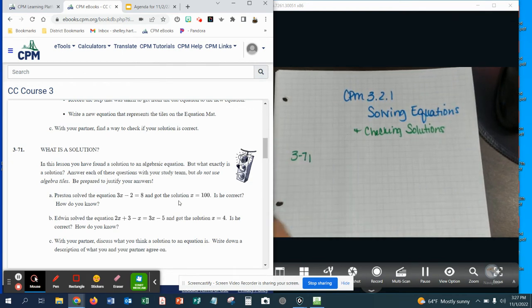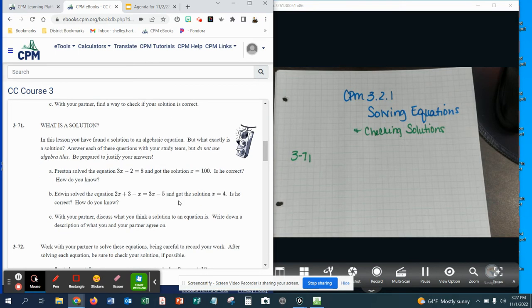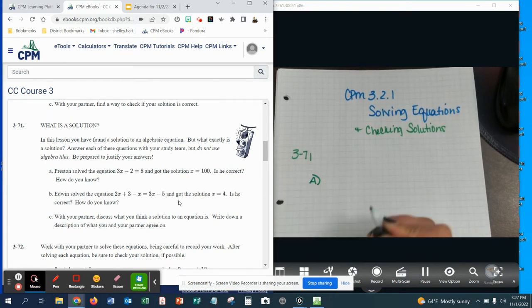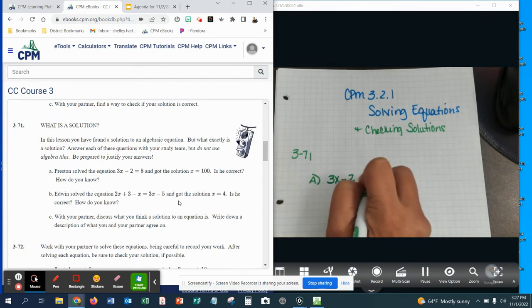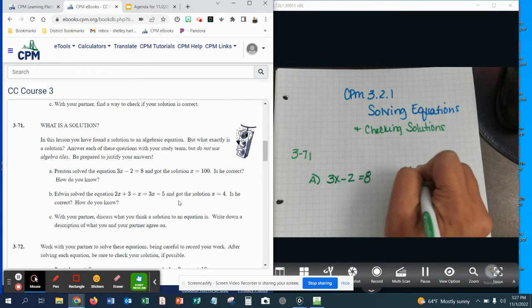Okay, what is the solution? They have A, B, and C. We're going to do A and B, not C. In this lesson you have found a solution to an algebraic equation, but what exactly is a solution? Now you need to justify your answer. Preston solved this equation and he got the solution of x equals 100. Is he correct? And how do you know? So A, Preston has 3x minus 2 equals 8, and he got that x equals 100.